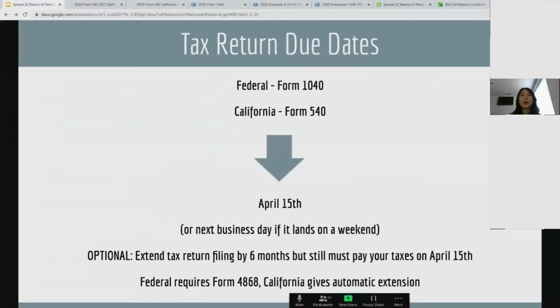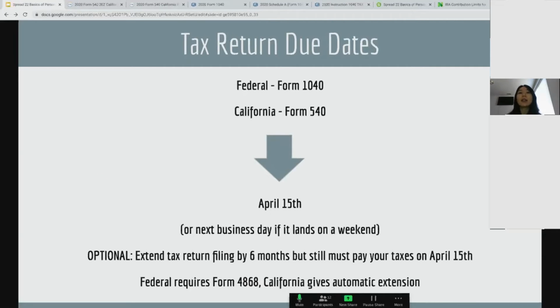Okay, when are your taxes due? Your taxes are due April 15th, and the next business day if it lands on a weekend. But generally, tax day is April 15th. And if you don't think you can file your taxes on time by then, you have the option of extending your tax return filing by 6 months. But you still have to pay your taxes on April 15th.